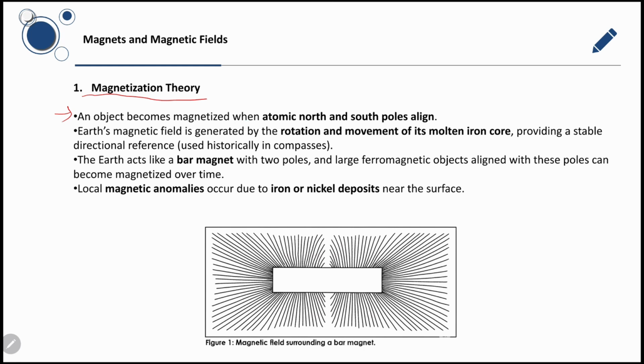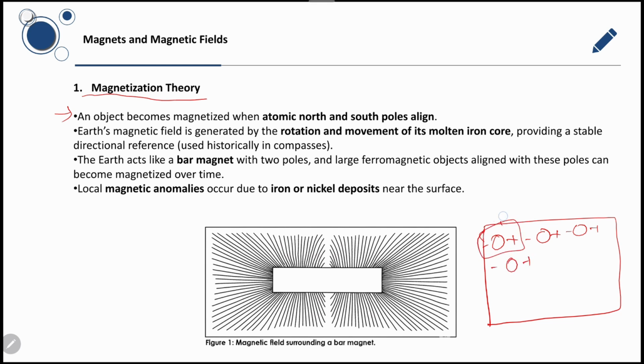All materials have tiny magnetic poles called magnetic domains. What are magnetic domains? Imagine a material that can be magnetized, like iron or steel. Inside this material, there are tiny specialized regions. These are called magnetic domains.